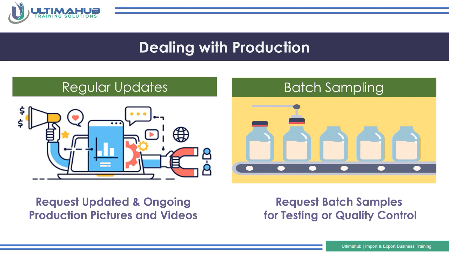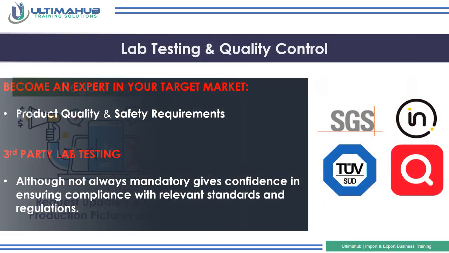Definitely your initial batch, you should be getting some samples from that to make sure that everything is going along the right lines. You will need to have some samples for your quality control testing and also your lab testing anyway, so your supplier will know that they are going to provide these. So just be sure and ask for them at an early stage and make sure they're in your contract.